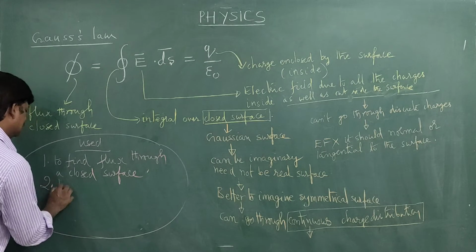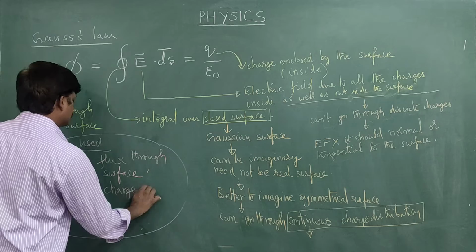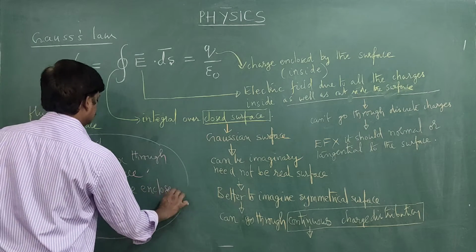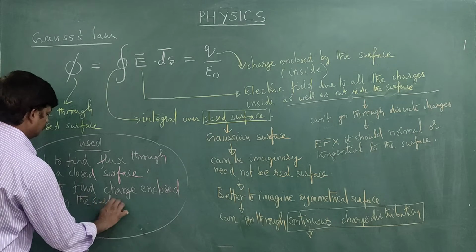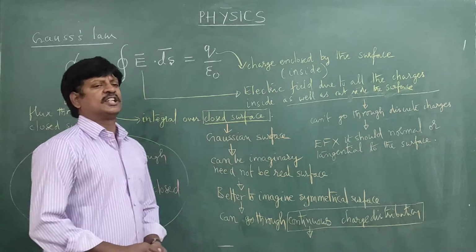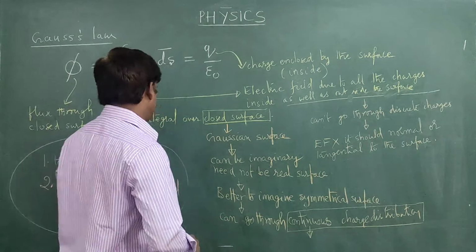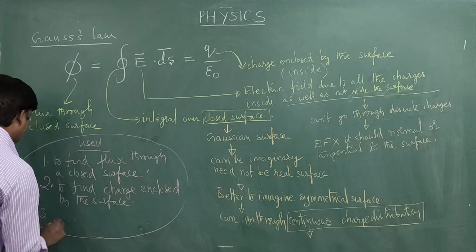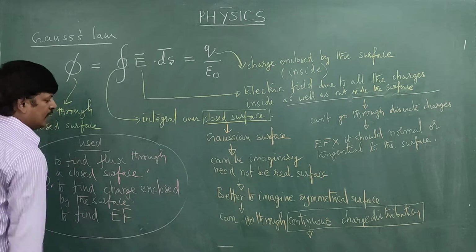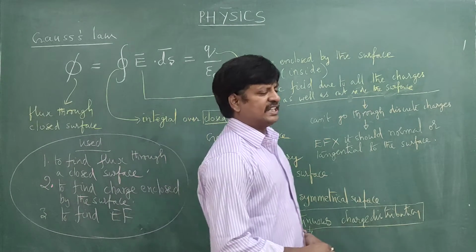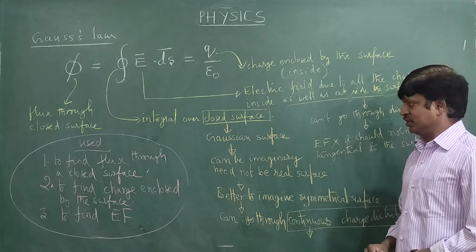So we can find the charge enclosed by the surface, right? It can be a continuous charge distribution or a discrete charge distribution. And we can find the electric field due to a given charge distribution. It can be a continuous charge distribution or a discrete charge distribution.